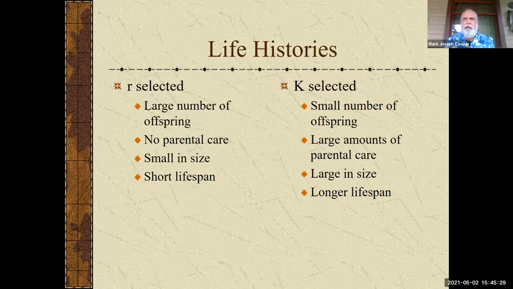R-selected works better because if I have thousands of kids, they're all genetically different. If the environment is changing, the theory here is that one of those on the edges that may not normally have survived would survive in this new habitat. K-selected is probably the worst for changing environments because they usually have their offspring later in life.